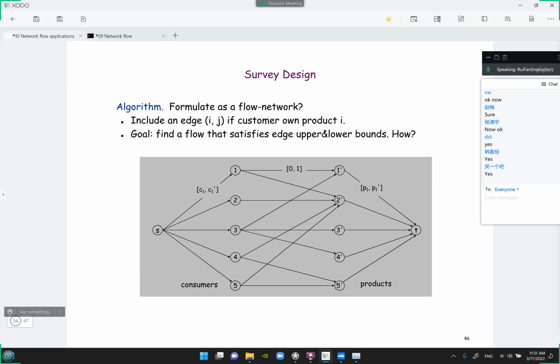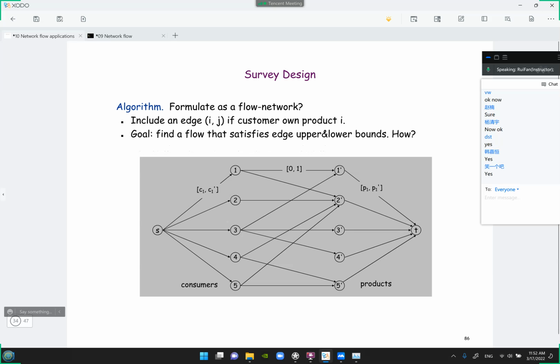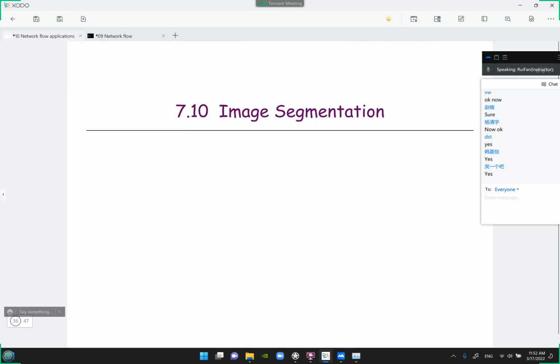Sorry, I'm going to skip over exactly how you do this. So this survey design problem, you can look at this. It's actually pretty straightforward. This problem has upper and lower bounds, so you can use the circulation with lower bounds to solve this.